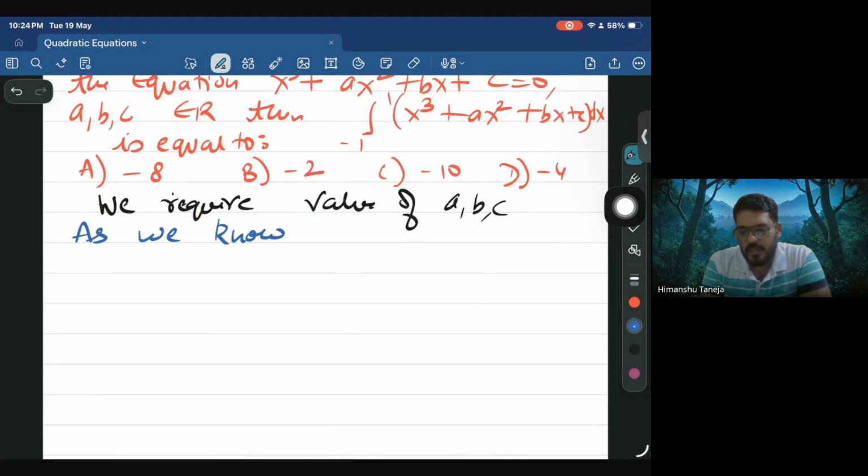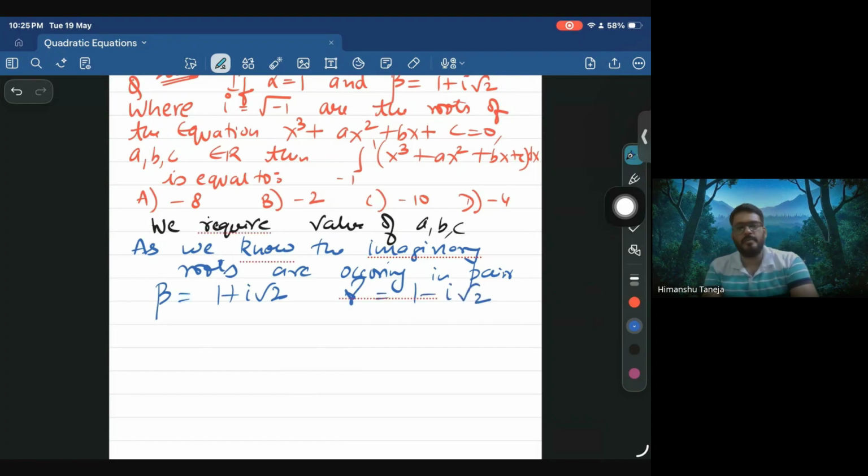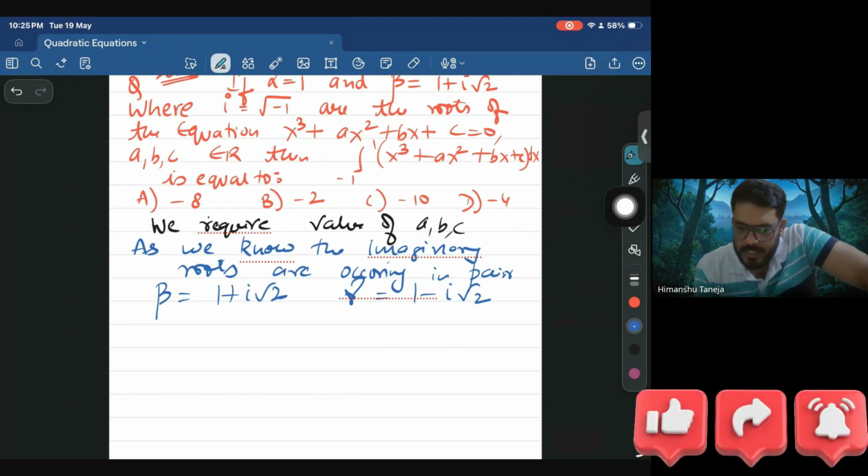As we know, the imaginary roots occur in pairs. One of the roots is 1 plus iota root 2, so the other root will be 1 minus iota root 2. Alpha plus iota beta and alpha minus iota beta are the format that is present in the case of imaginary or complex roots. We know that complex roots always lie in pairs. So therefore, I'm writing the other root gamma as 1 minus iota root 2.